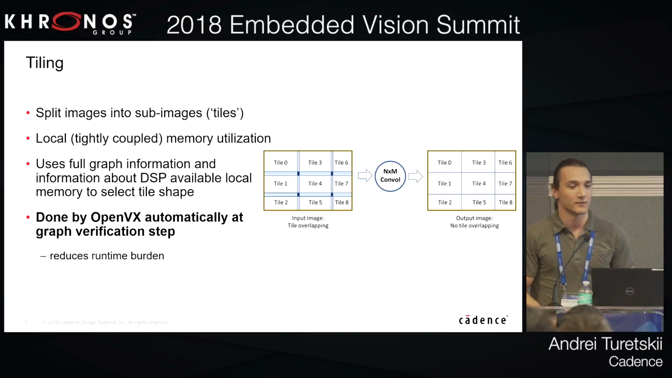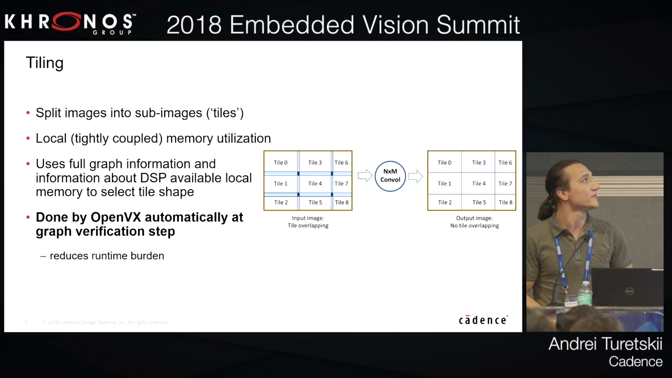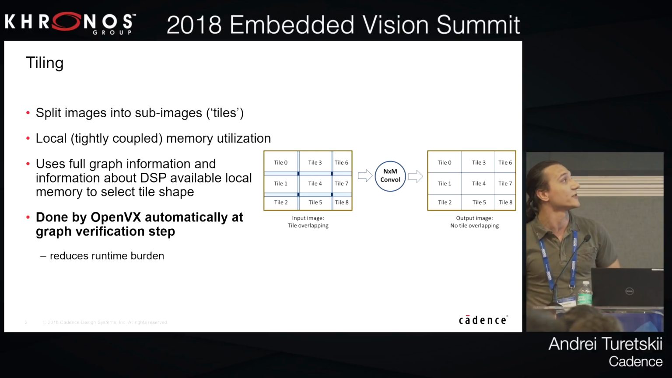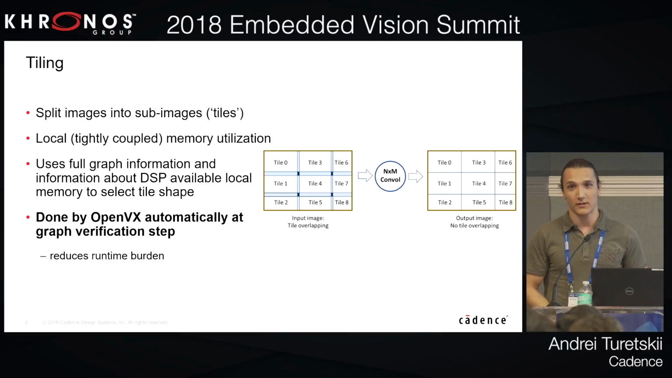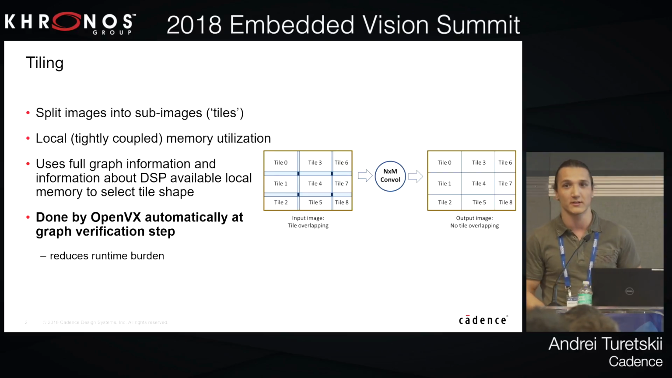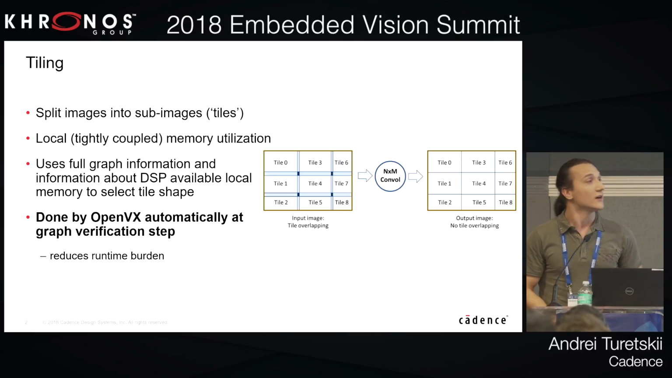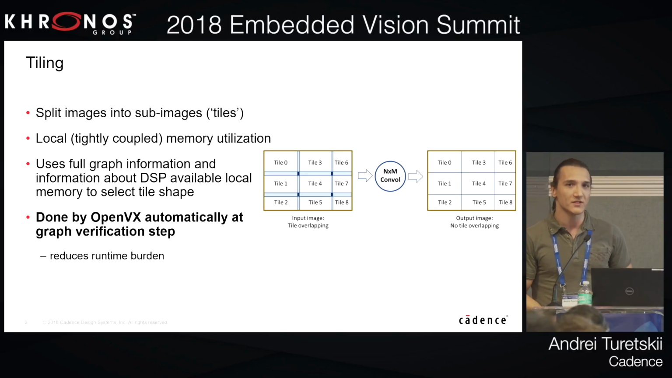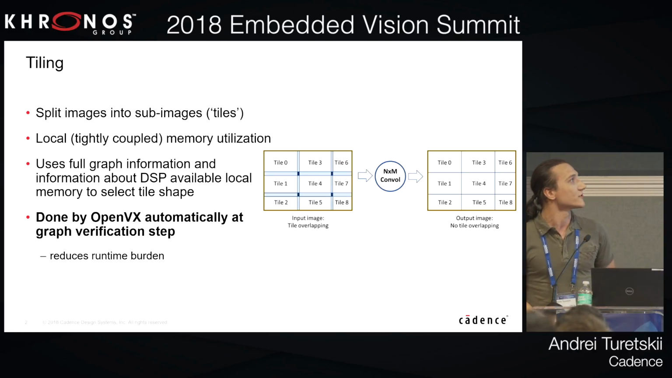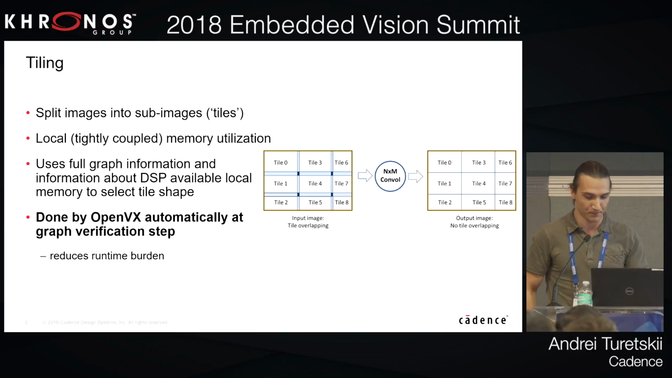This technique is called tiling. It's a complex technique, and we need to know lots of information like kernel specifics, local memory size, and operation connectivity. But due to the OpenVX graph-based model, we can do this, and our implementation does it automatically during the graph verification step, which means we have a small runtime burden. Of course, not every kernel can be tiled due to algorithm complexity.